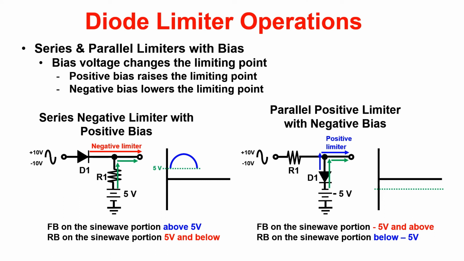Go ahead and pause the video and try it for yourself. First thing we look at is the bias voltage. Since the negative terminal of the battery is touching the output, we know it's a negative bias voltage at negative 5 volts. Draw it in on your graph. Now draw in a sine wave. Since the positive portion of the diode is touching the output, we're going to remove everything positive of negative 5 volts. Too easy, I know.